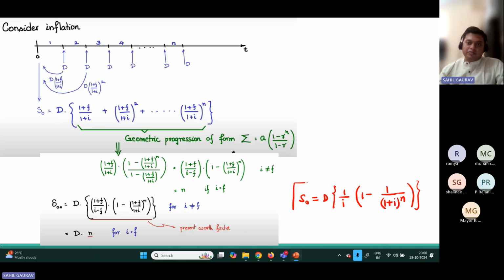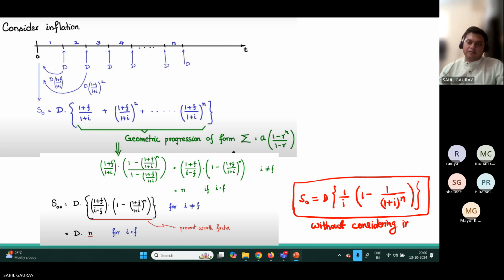So this is without considering inflation, and this equation is with considering inflation. So just remember this inflation part, and this without inflation you can easily get. So without inflation you have to just remove this top numerator part, and here f will become 0.